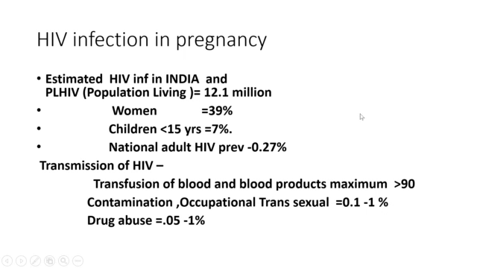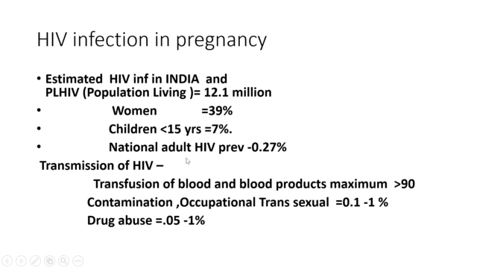The title for discussion today is HIV infection in pregnancy, or mother to child transmission. Estimated HIV infection in India: the population living with HIV is approximately 12.1 million. Among them, 39% are women, 7% are children below 15 years, and the national adult HIV prevalence is 0.27%.